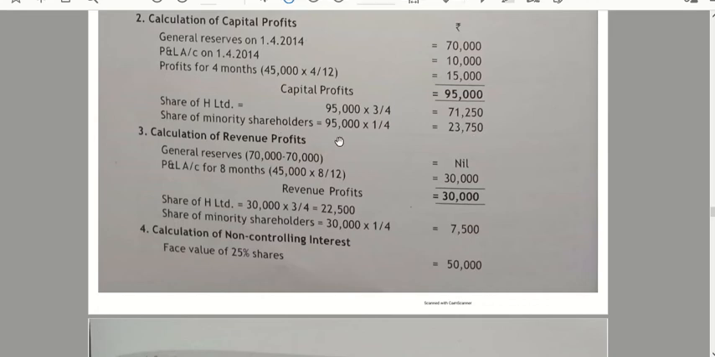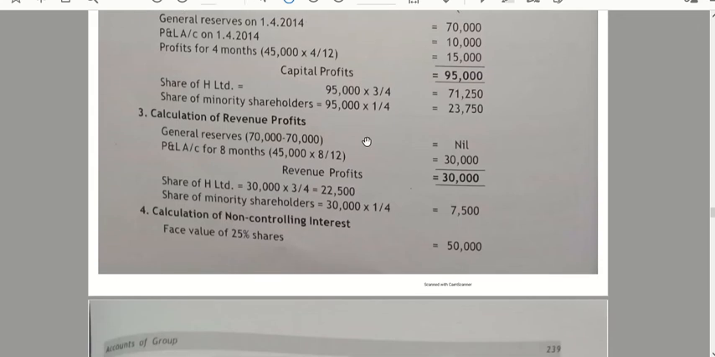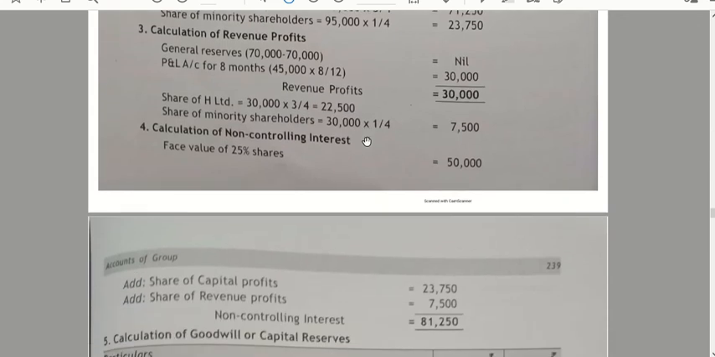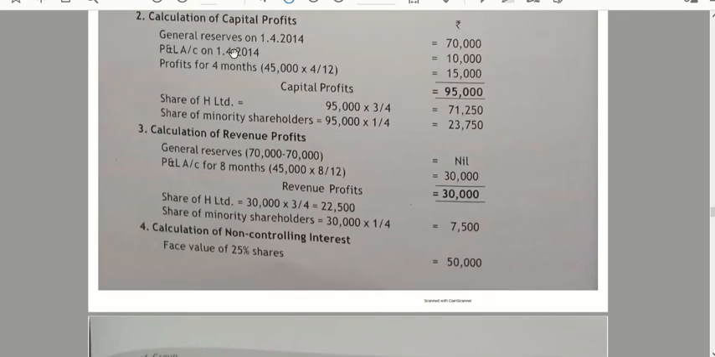And the share of minority shareholders is 95,000 into 1 by 4, which is 23,750. Calculation of revenue profits. So your general reserve is 70,000 minus 70,000. Okay, so there is no general reserve for the revenue profits.